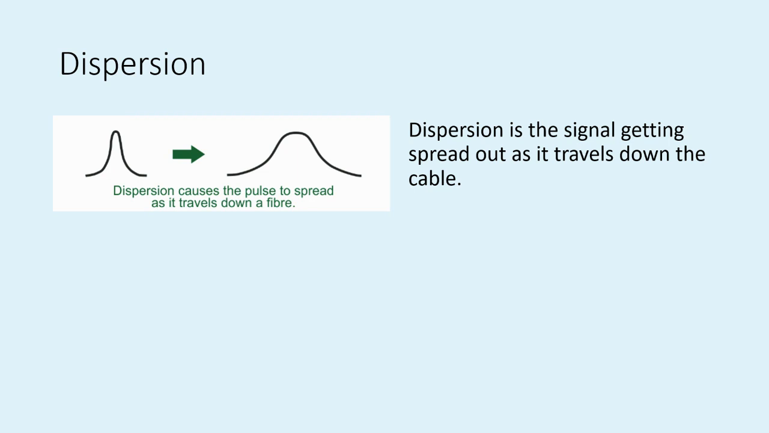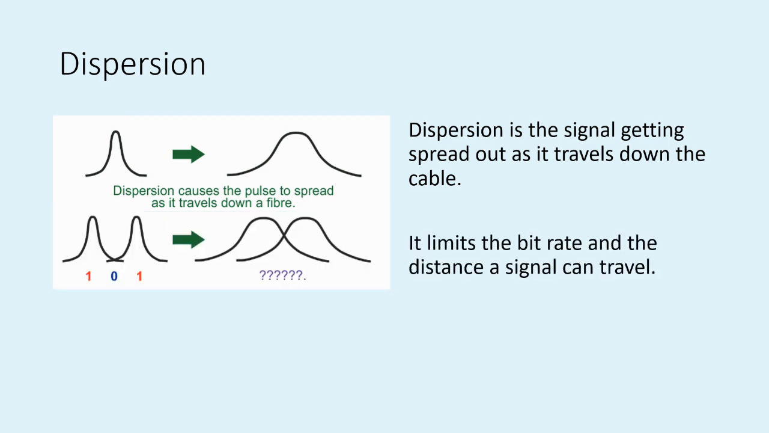Okay, let's talk through dispersion. So dispersion is where the pulse spreads out. And this is obviously a problem because we are trying to send zeros and ones. So if we try and send our pulses too close together, then they'll end up overlapping and you won't be able to tell whether it's a 1 or a 0. So we'll end up with a smear, which we can't read.